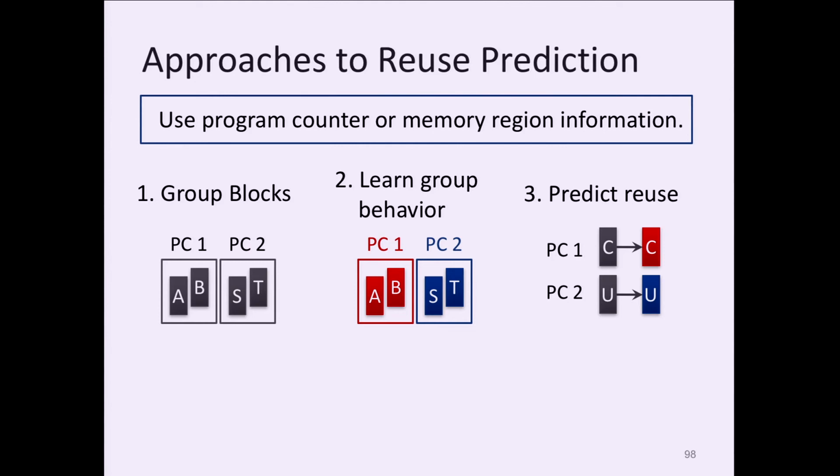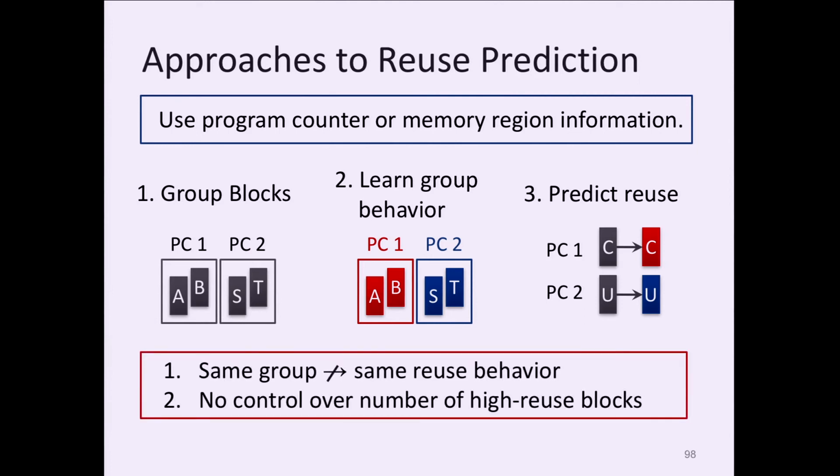Non-temporal loads is an example, where the programmer can hint which ones are high reuse, which ones are low reuse. But sometimes the same group does not have the same reuse behavior. In fact, there's a question over here. Should you look at the program counter? Should you look at the memory region, right? Is this a property of the data or is this a property of the code? And sometimes it's a property of both. So that's why this is a difficult problem. And there is no control over the number of high reuse blocks, even if you do this perfectly. So this doesn't have thrashing protection.